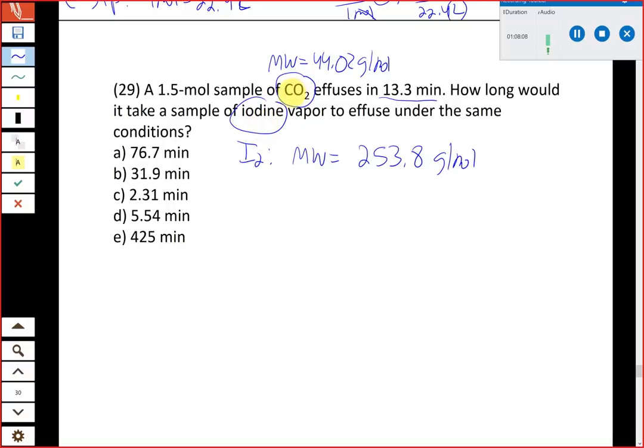And so if CO2 is a much lighter gas than I2, that means it's going to move faster, or it's going to effuse faster. So if the time that it takes for CO2 is 13.3 minutes, the time that it takes for I2, which is heavier, should be longer than that. If it's a slower moving gas, it should take a longer time to effuse or leak under those same conditions.